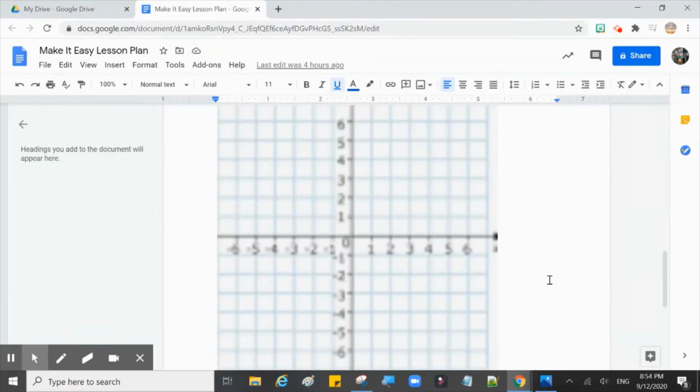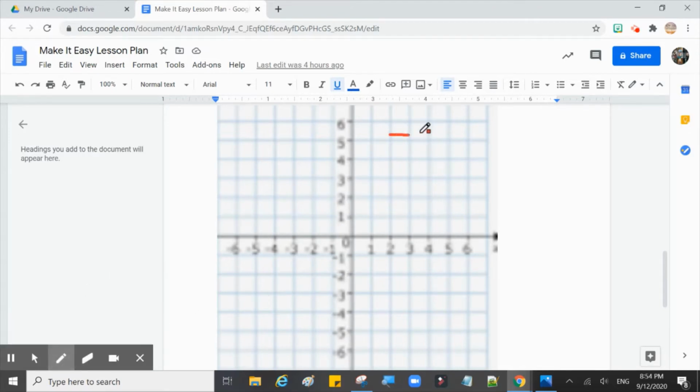Okay guys, so now let's actually do some practice. That was just a get to know me kind of thing, but now let's actually get to know a coordinate plane. First let's start off with the quadrants. So this right one is quadrant 1.